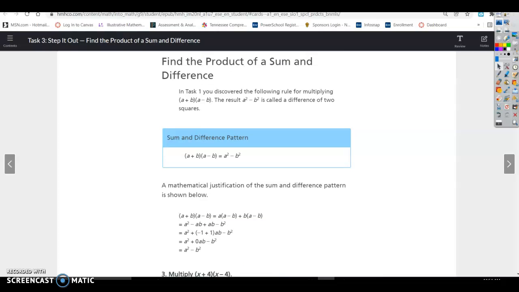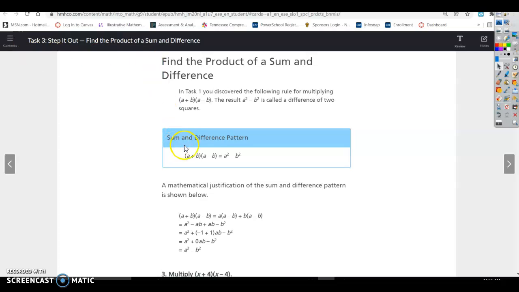Lesson 15.3, task 3. Find the product of a sum and difference. In task 1, you discovered the following rule for multiplying a plus b times a minus b. The result was a squared minus b squared. It is called a difference of two squares.